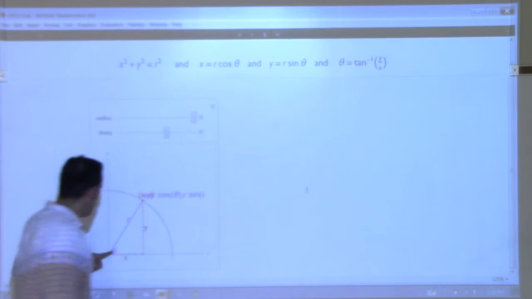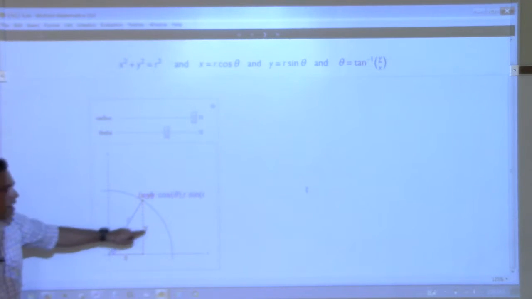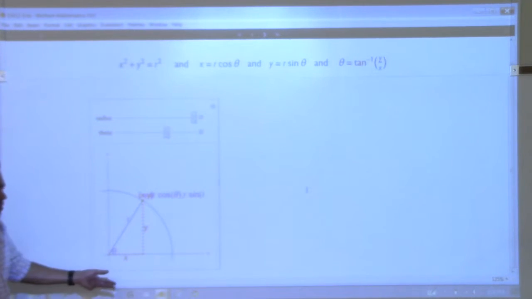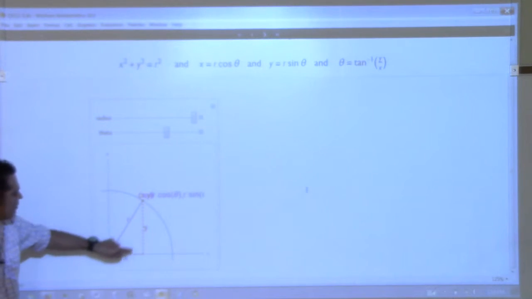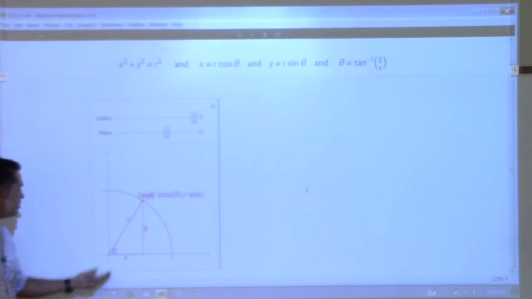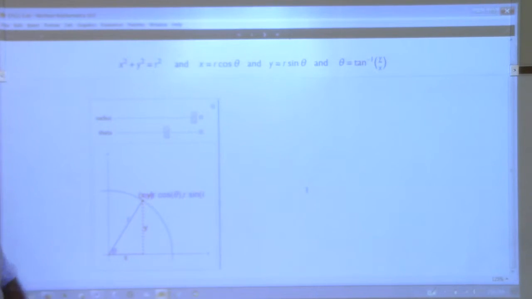If you want to know this angle, tangent of the angle is y over x. So arctangent of the angle would be theta, right? Would give you the actual angle. Did I say arctangent of theta? Sorry, let me start that over. Tangent of theta is y over x. So arctangent of y over x is theta. That's what I meant to say.